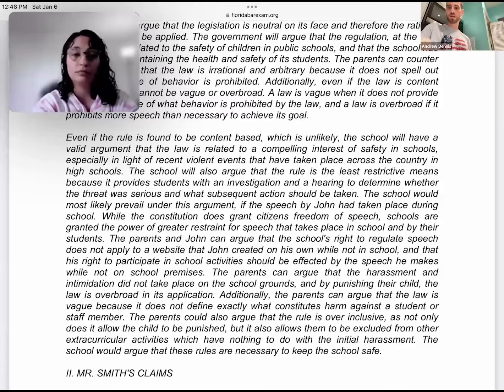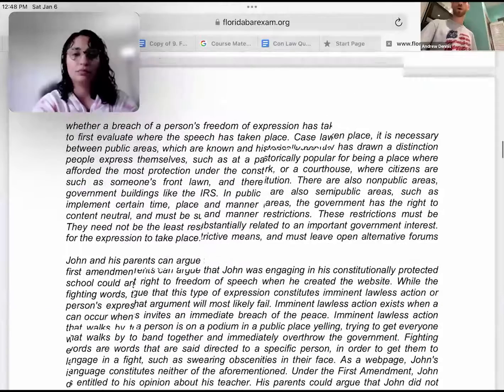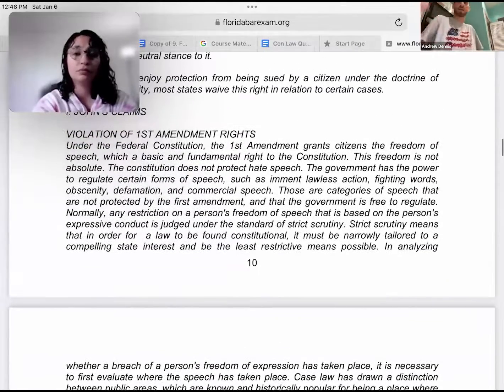Additionally, the parents can argue that the law is vague because it does not define exactly what constitutes harm. They could also argue it's overly inclusive, as it does not allow them to be punished, but it allows them to be excluded from other extracurricular activities, right? It's overbroad. The school will argue that these rules are necessary to keep the school safe, right? They didn't even come up with the conclusion. They just told you all the arguments on both sides, and this is a great discussion to have.